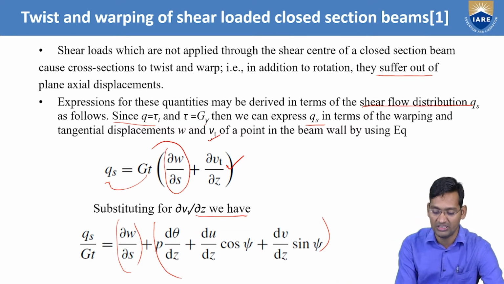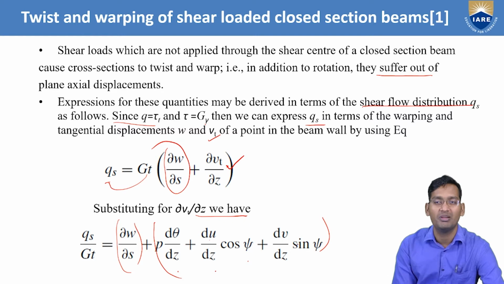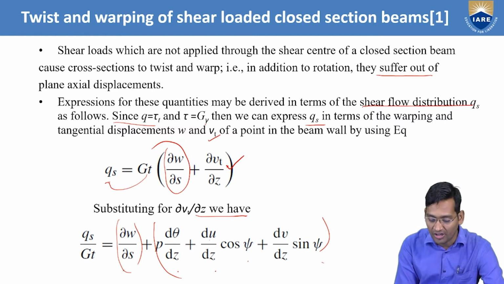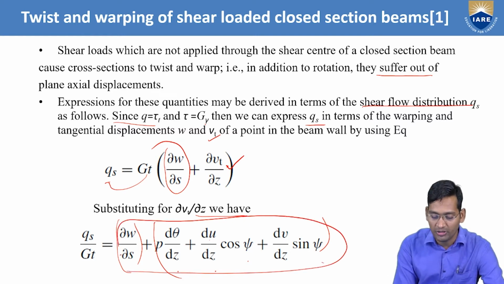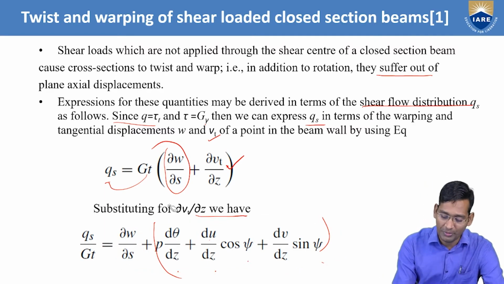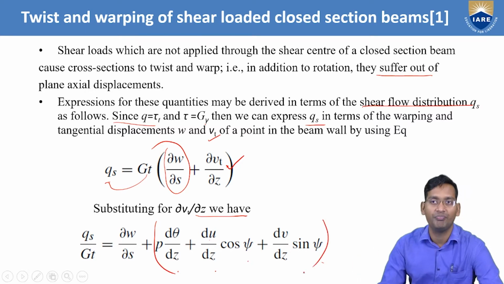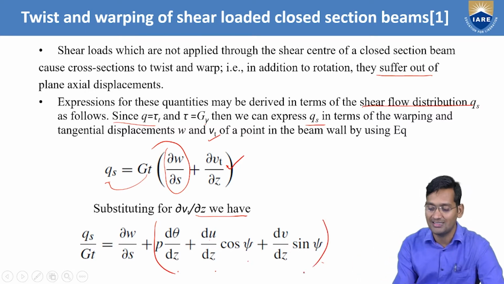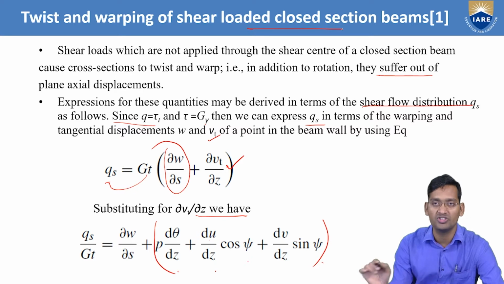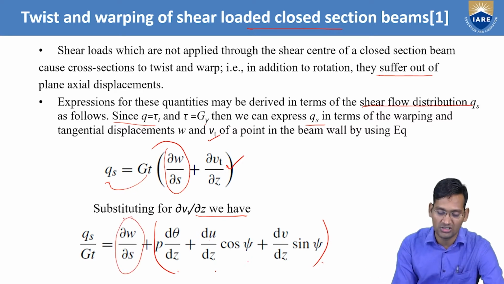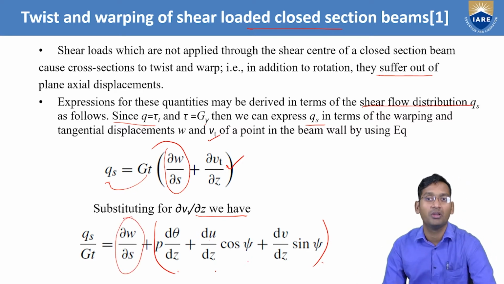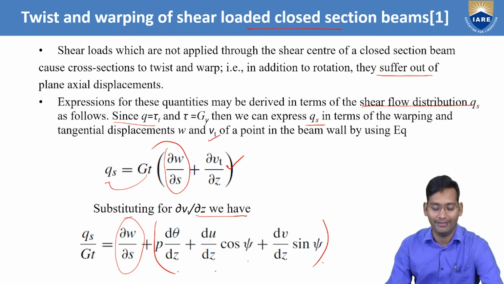What is vt, the displacement? That is p d theta by dz plus du by dz cos psi plus dv by dz sin psi. After combining these two, it becomes the expression for the closed one. For the open section that we had seen, only this part will be there. Now we are discussing the closed beam, so this term also, del w, that wrapping, del w by del s, will be there.